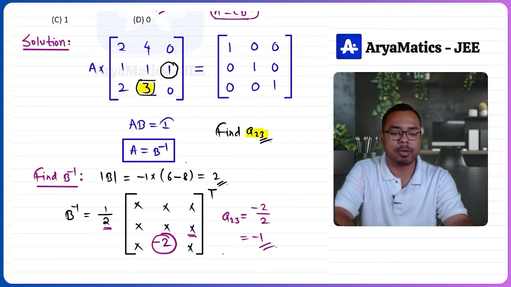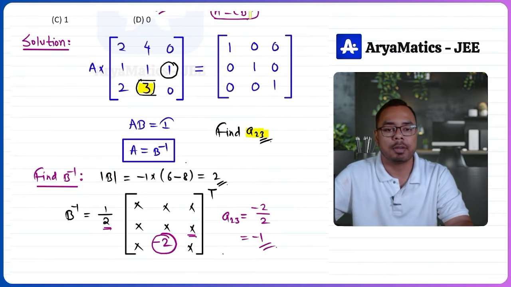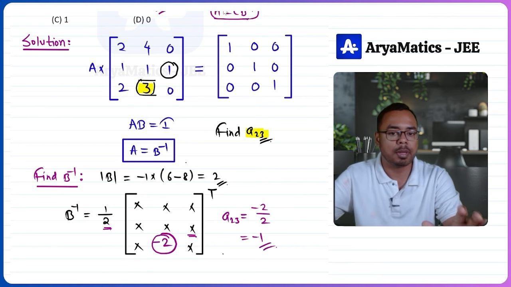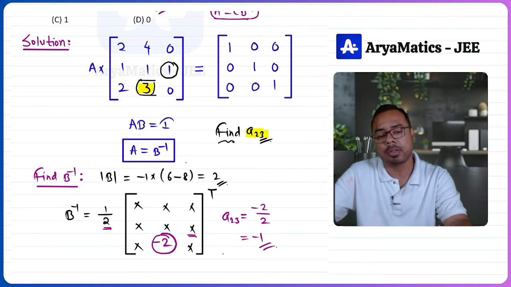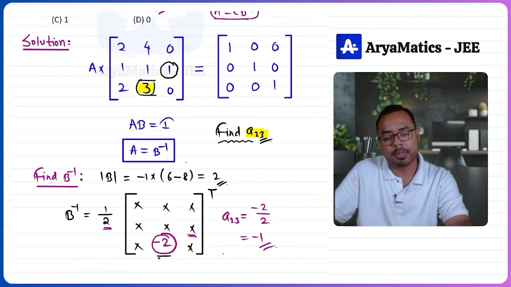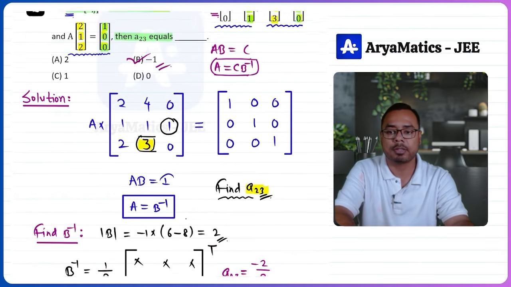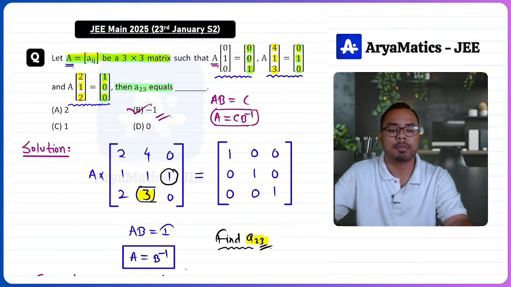Here after combining, we got matrix A as B inverse. Then we calculated B inverse, and because we were interested only in the element of second row, third column, we calculated only this particular element, right? And finally, A23, this was minus 2 by 2, which is minus 1. And hence the correct answer for this problem is option B.